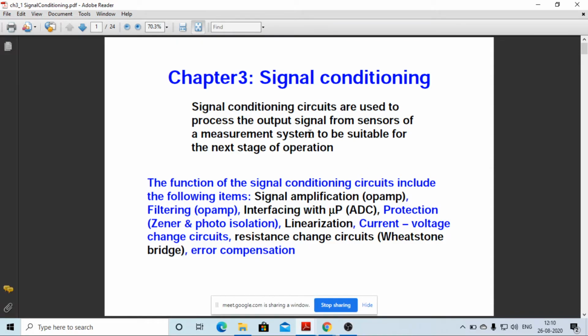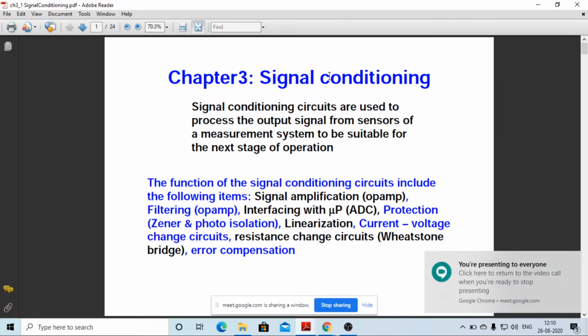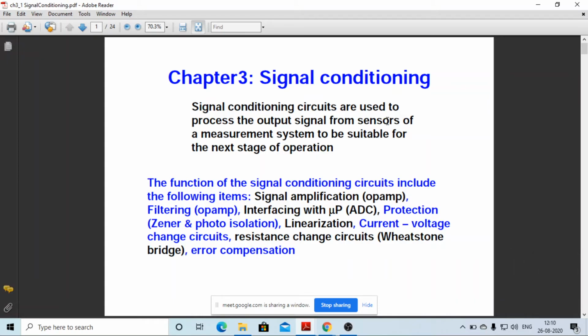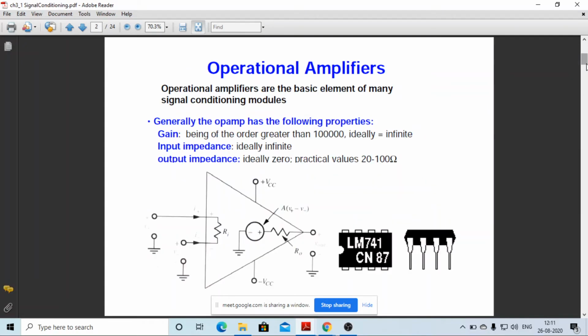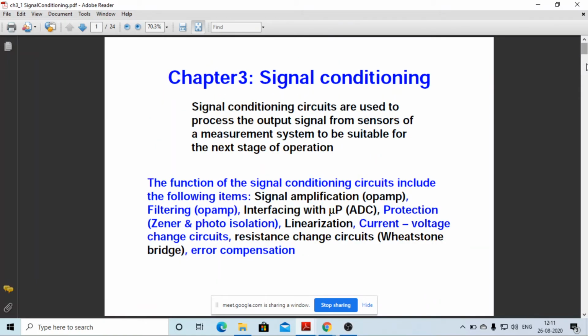See, this is the signal conditioning circuit. Signal conditioning circuits are used to process the output signal from sensors of a measurement system to be suitable for the next stage. And for the next stage, I am talking about the ADC, analog to digital converter. So it always processes the output signal.